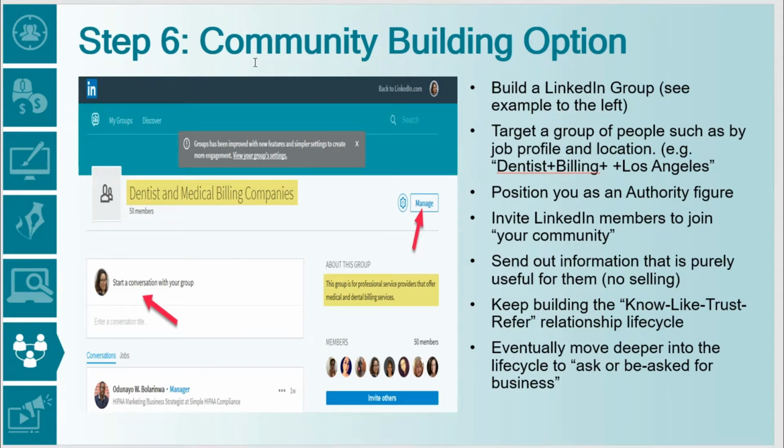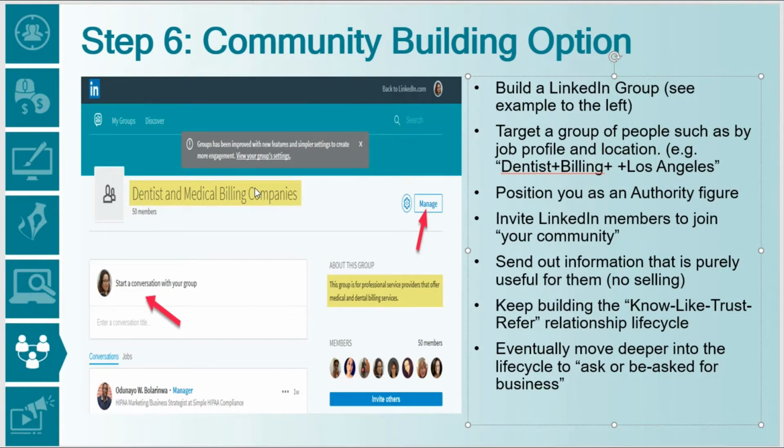Number 6 is community building. Let's assume that you want to be positioned as an authority. One of the ways you can do that is by starting a community where you simply aggregate people together that have a shared common demographic or psychographic or interests. So here we've built a dentist and medical billing company group.